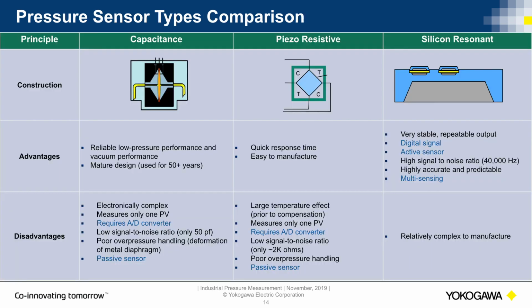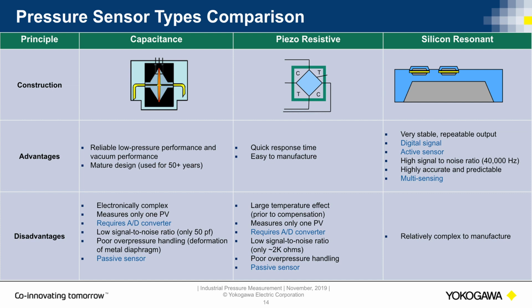Just looking at a quick comparison between the 3 different types of sensors, you can see the advantages on the capacitance. They're very reliable on low and vacuum pressure applications, very mature design. Disadvantages there, they're electronically complex to make. They typically only measure one process variable, require the A to D converter, and have low signal to noise. They have a poor overpressure handling capability, and again, as we mentioned before, they are a passive sensor.